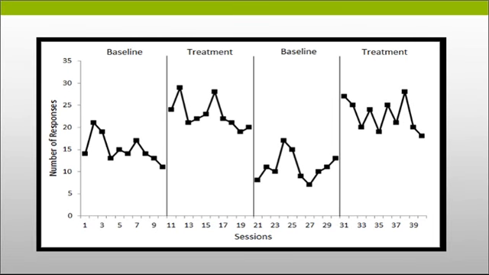In this basic graph, we're looking at a number of sessions followed by a number of responses. What kind of design do you think this is? If you said an AB-AB design, you are correct. As you can see, from sessions 1 through 9, baseline data was collected.